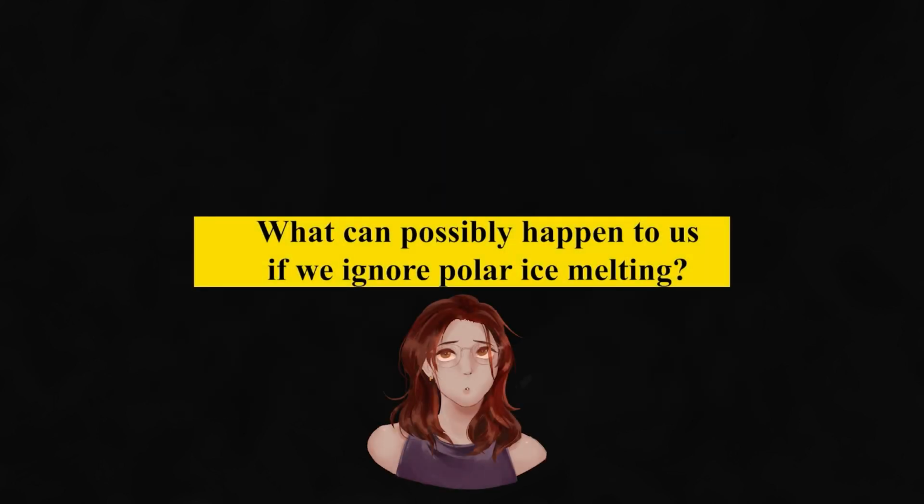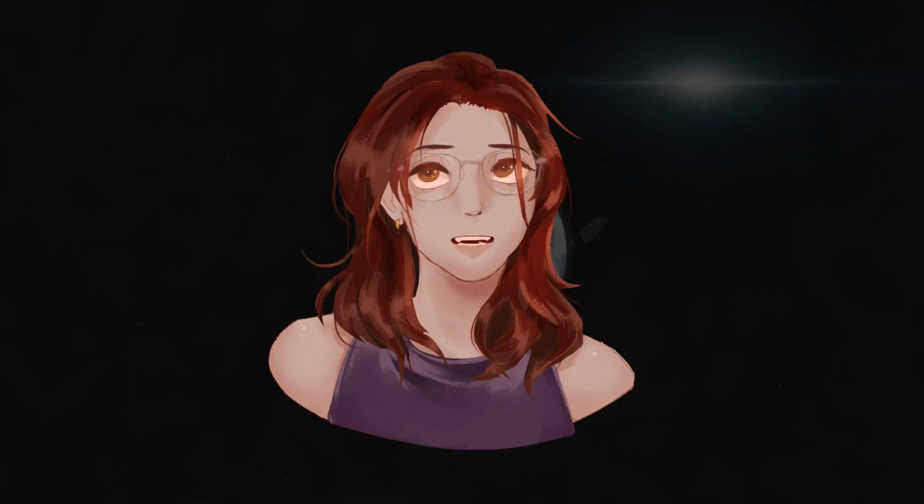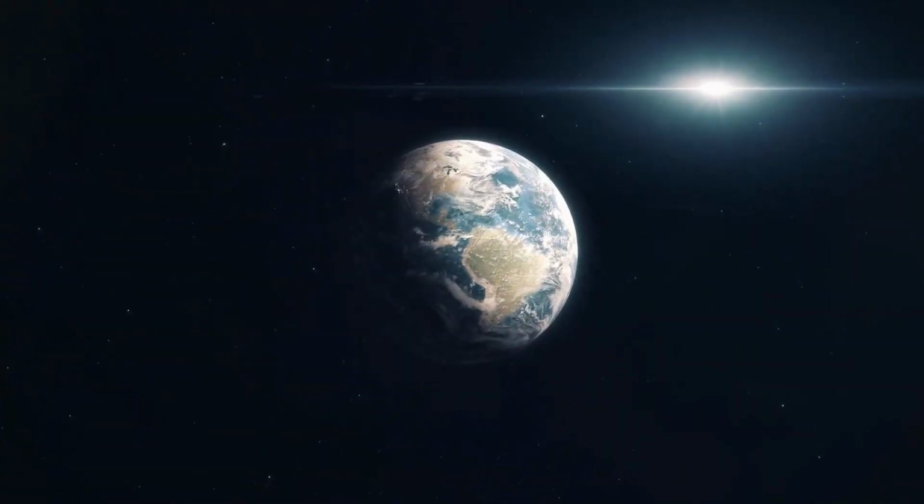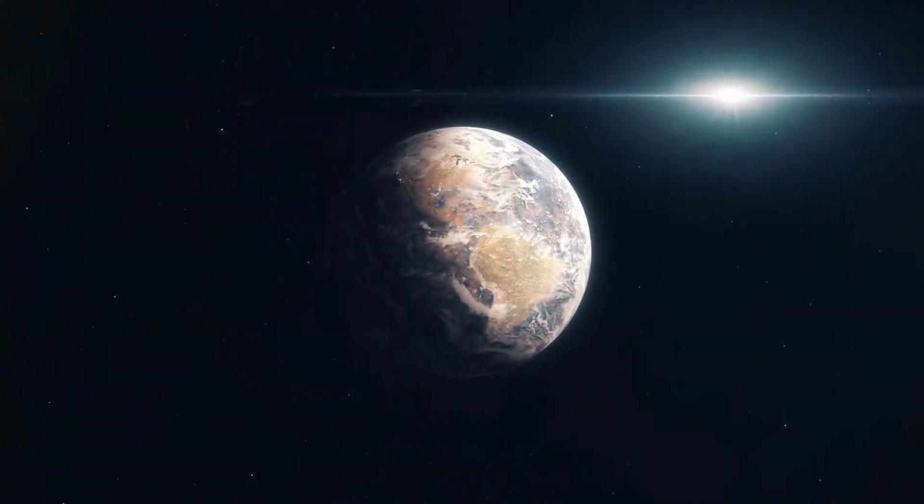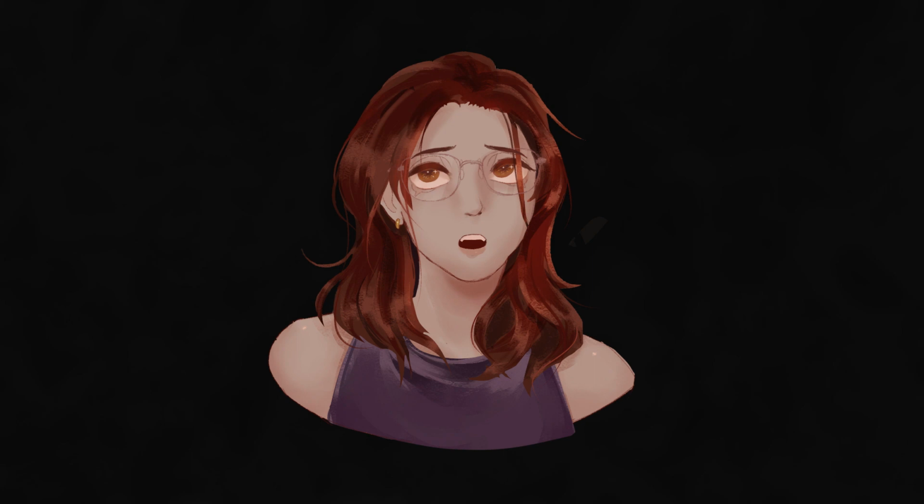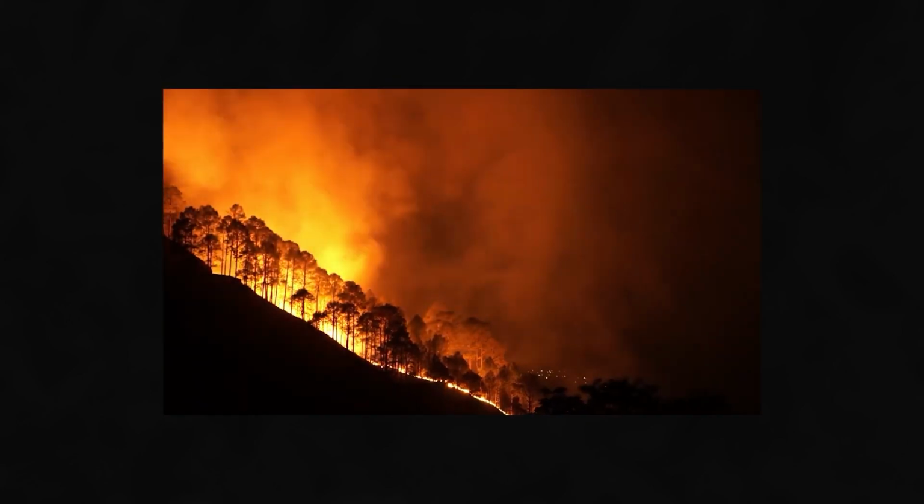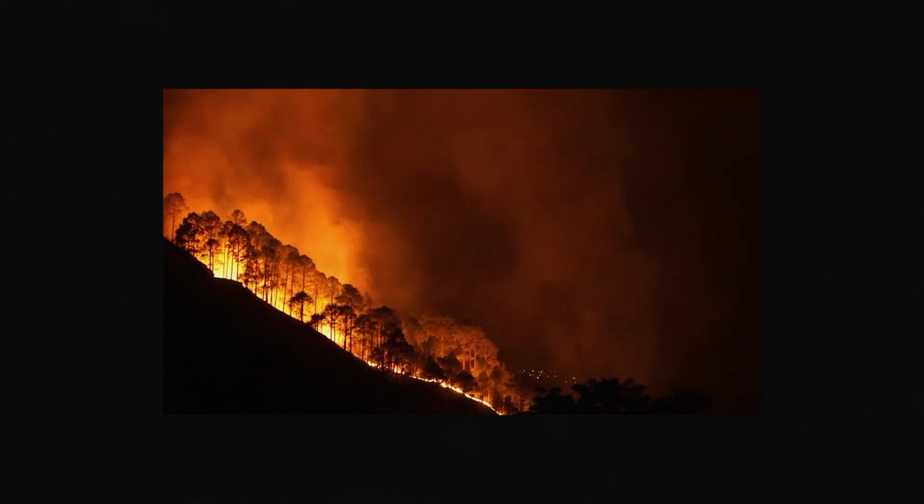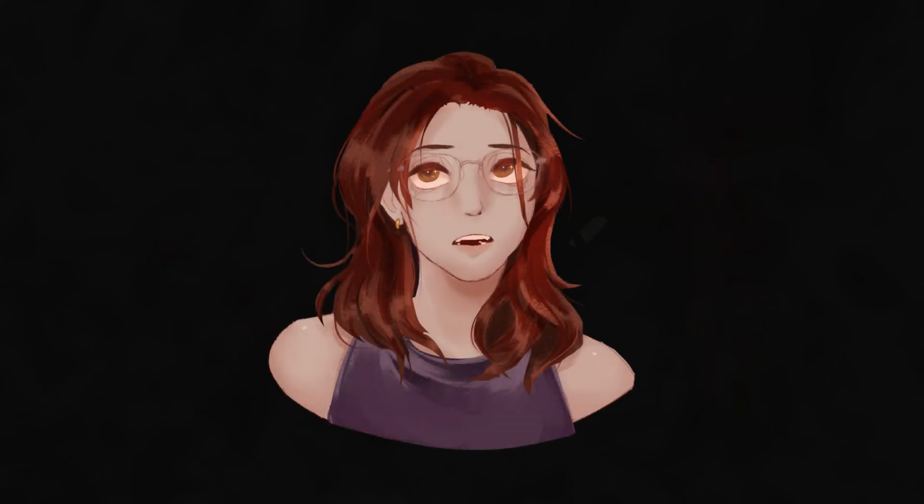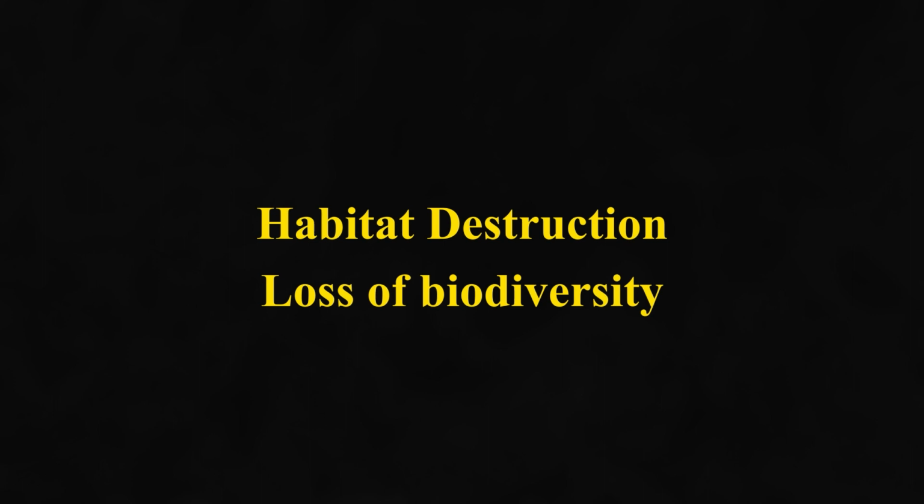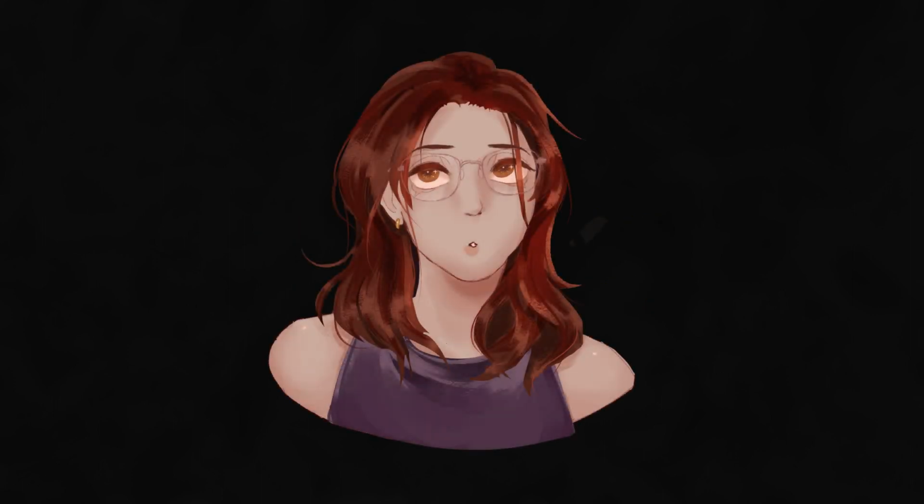What can possibly happen to us if we ignore polar ice melting? If we ignore polar ice melting, then we will suffer many consequences. These consequences will not just be local problems, but are also threats to the whole world. Many disasters can happen, like storms and wildfires, which can lead to loss of life and property damage. The melting of ice caps can also cause animal extinction issues all around the world, leading to habitat destruction and the loss of biodiversity. The melting of polar ice caps can also cause global warming as well.